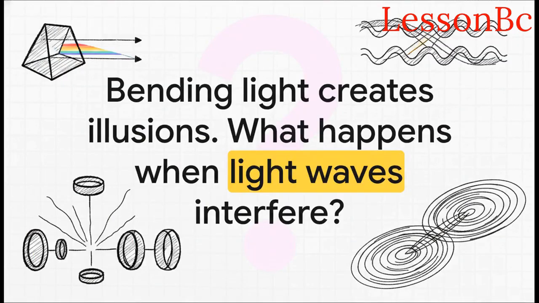So we've figured out what happens when light bends as a single ray. But light also behaves like a wave. So what happens when two of those waves run into each other and overlap? Well, that creates a totally different phenomenon called interference, and it unlocks a whole new world of shimmering colors and patterns. But that's a story for another time.